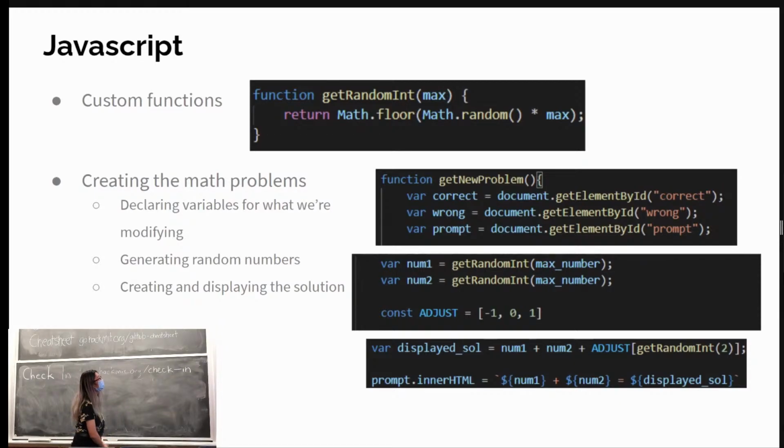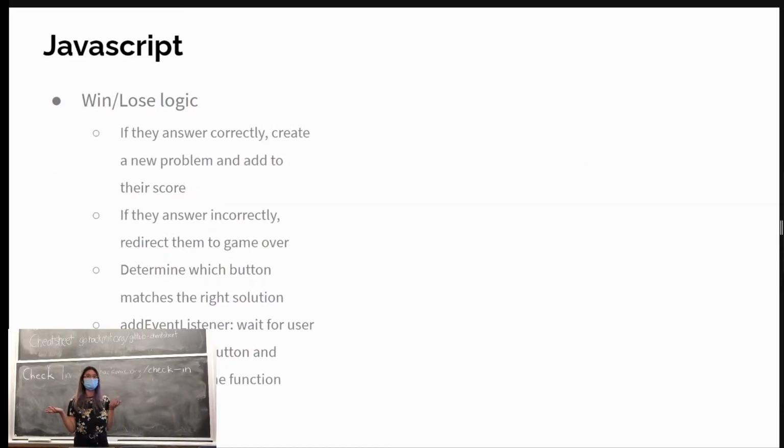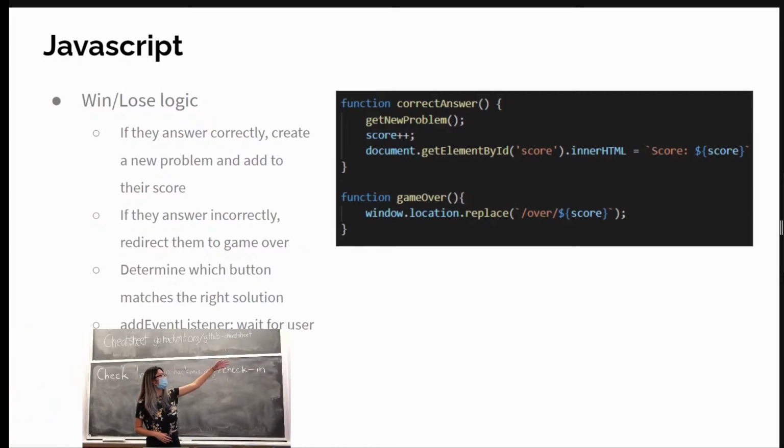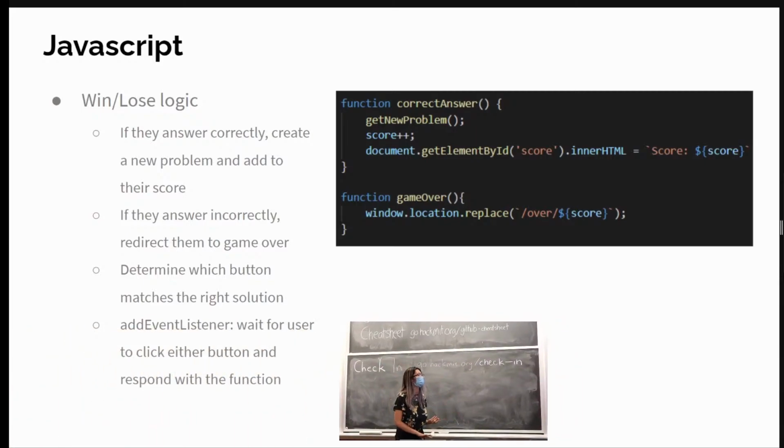Okay. So now we're going on to the next step. We need to decide how people will continue on in the game or go to the game over. If they answer correctly, we need to create a new problem and add to their score. And if they answer incorrectly, then we need to redirect them to the game over page. So in this case, we have a correct answer function. These two functions will exist outside of the function we were working on. We have getNewProblem, which calls that function again to create a new problem.